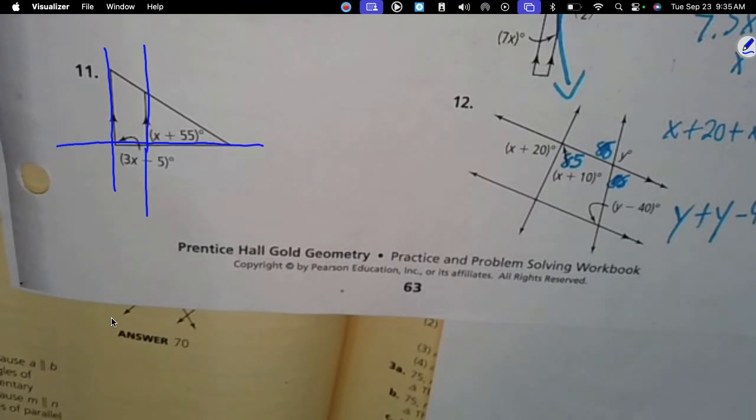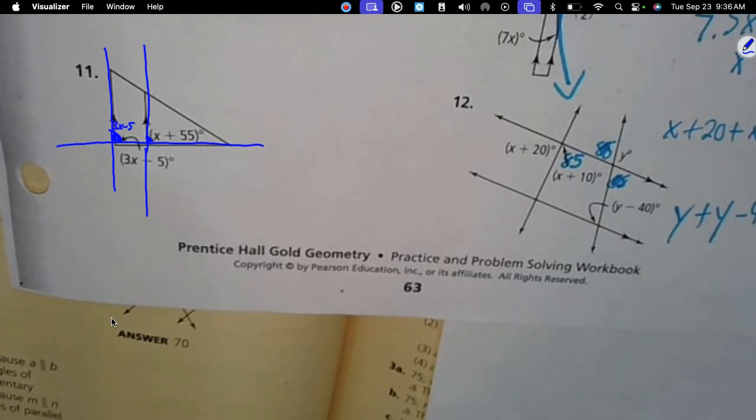This one right here. So this angle is x plus 55, and this angle right here, the next one, is 3x minus 5. What kind of angles are those? Are they same side interior, alternate interior, corresponding or vertical? They are on the same side, but are they both on the inside? They're corresponding.